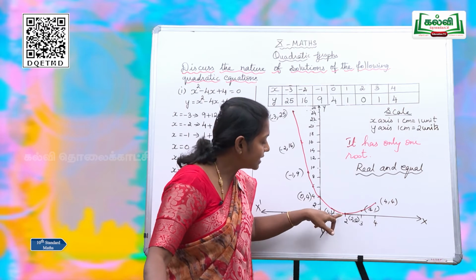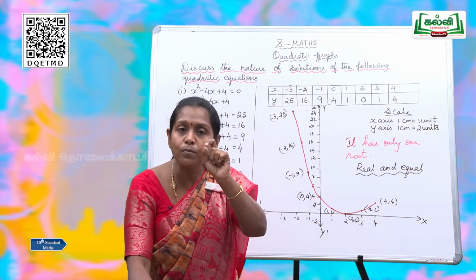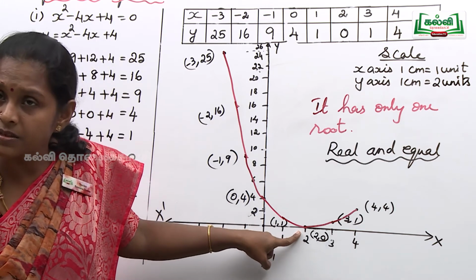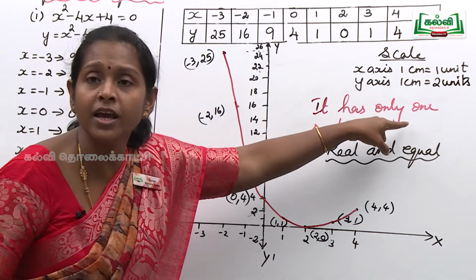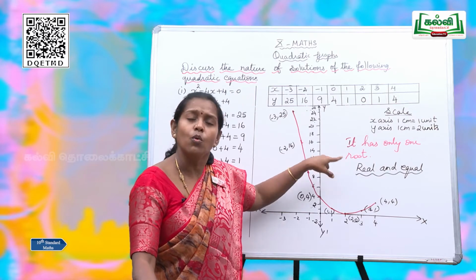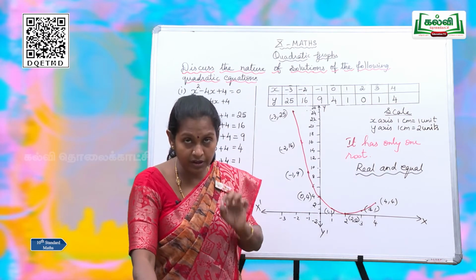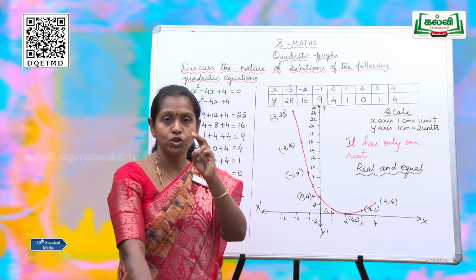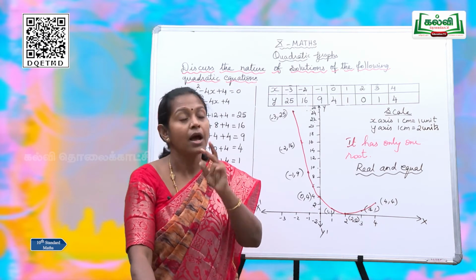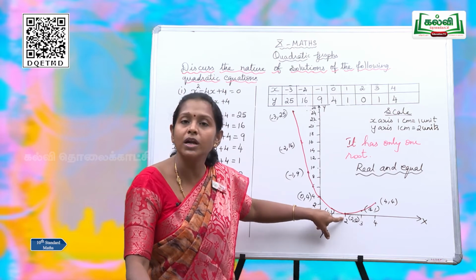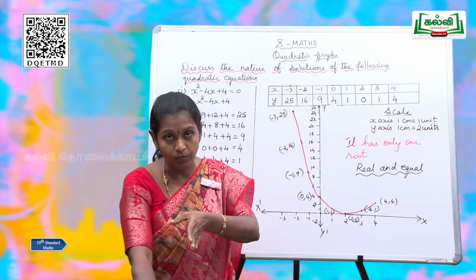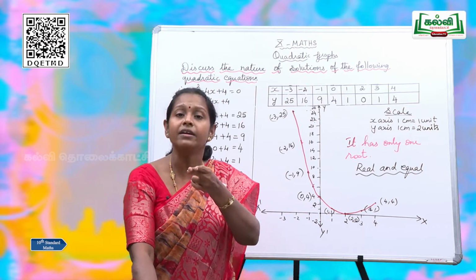See, this curve touches the x-axis at only one point, correct? At only one point means how many solutions it has? Correct? It has only one solution. So, what kind of nature is it? Real and equal. Usually, a quadratic equation will have two solutions, two roots. But in this, it is showing only one root. That means both roots are what? 2 and 2. And those roots are equal.